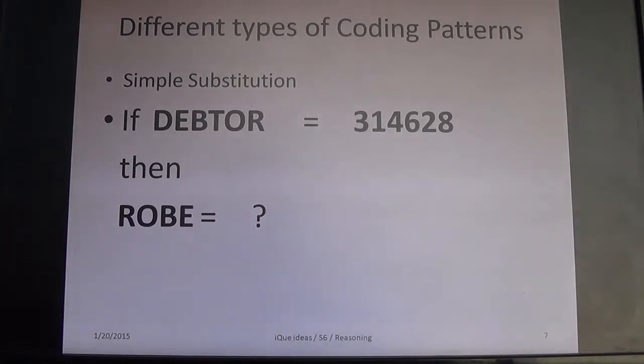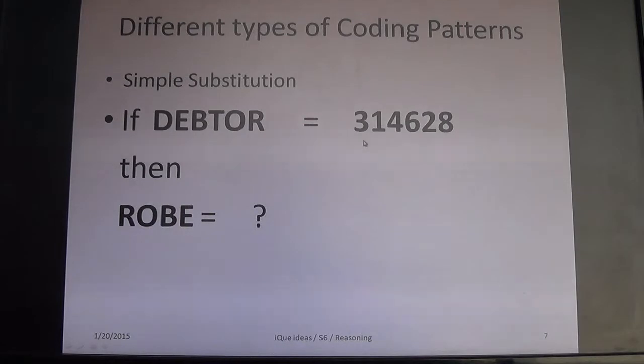If debtor is coded as 314628, then what is robe coded as? If you try to associate every letter with a specific number using some mathematical logic, then you will be at a loss to identify what relation, if any, exists. But if you take a careful look, then the word to be coded, robe, contains R, O, B and E, which is already a part of the given word. So here this is nothing but simple substitution.